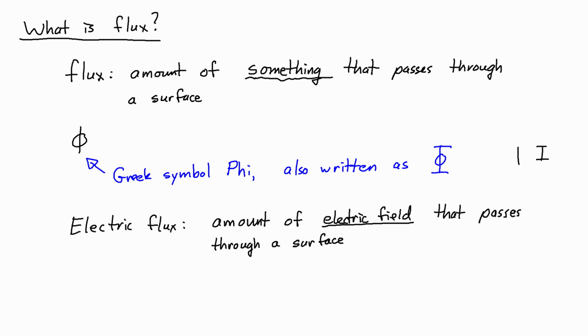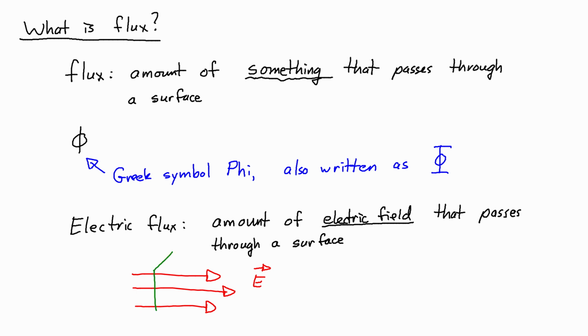passes through a surface. And this is the focus right here. Later in the course, we'll talk about magnetic flux. Right now, we're just talking about electric flux. One way to visualize this is with electric field lines. So if we had electric field lines going off, say, to the right, then we could have a surface.